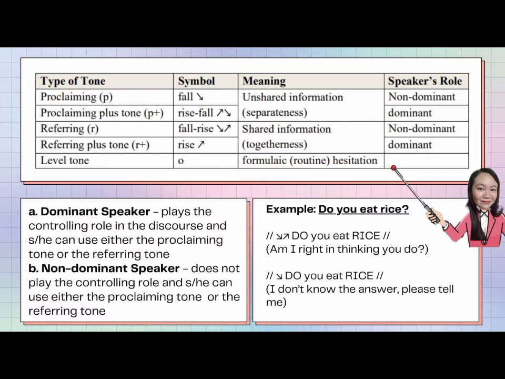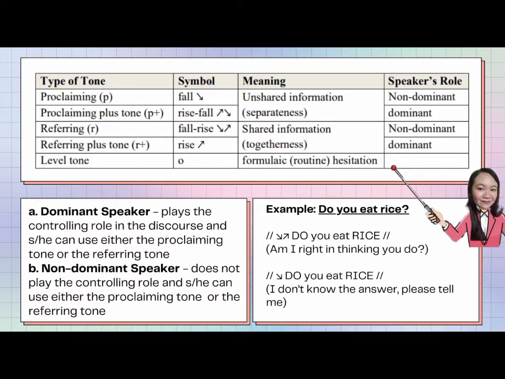To summarize, in the chart, we have the types of tone. There are two common types, the referring and the proclaiming. So the plus sign refers to the rise tone. For the proclaiming and proclaiming plus tones, which are the fall and rise fall tones, the information is unshared and the speaker's role may be dominant or non-dominant. For the referring and the referring plus tones, which are the fall rise and rise tones, the information is shared. Likewise, the speaker's role may be dominant or non-dominant.